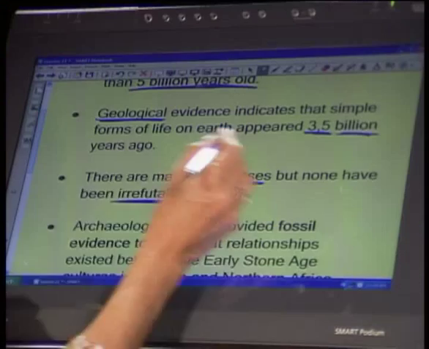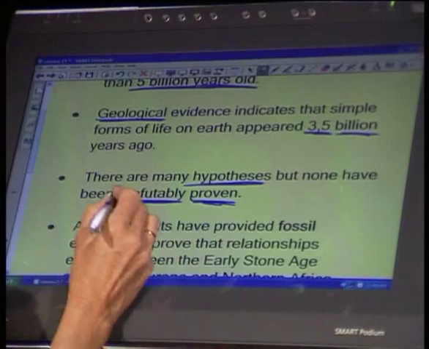If you believe they're not true, cool. If you believe they are true, cool. If you believe that it's all a load of nonsense, cool as well. But you must know this in order to answer your exams and do well in those exams. So there are many hypotheses, but none have been irrefutably proven.